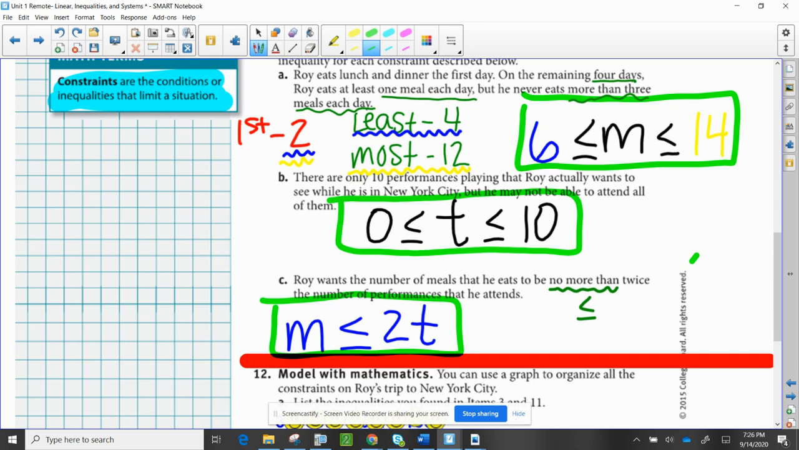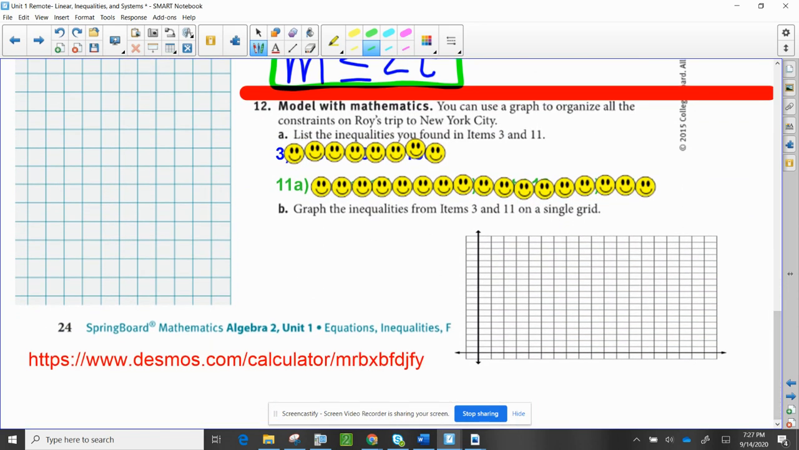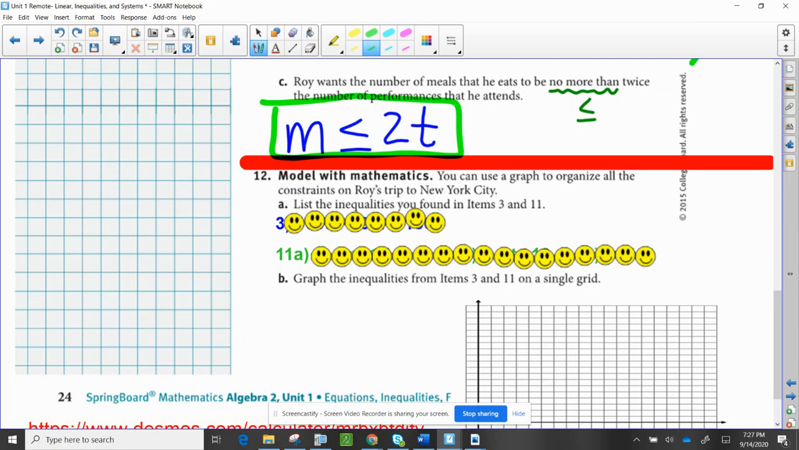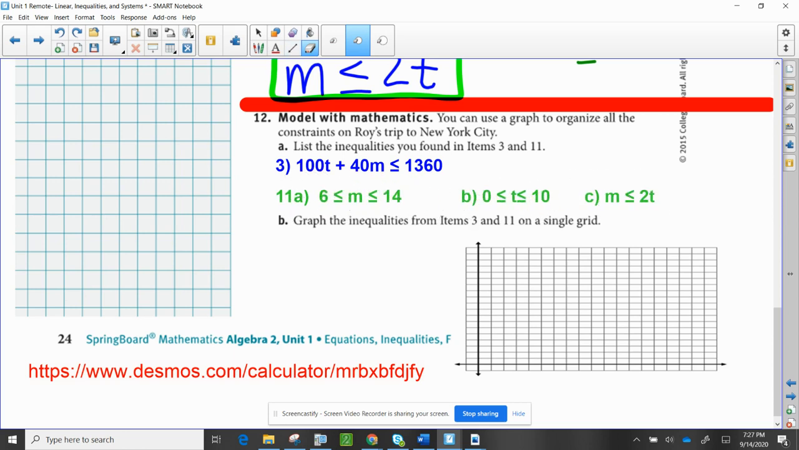Okay, so we're going to take all of the inequalities we have now and graph them together. So we can use a graph to organize all of Roy's constraints when he goes to New York City. It says to list all the inequalities from item 3 and item 11. So item 3 is what we did yesterday, that inequality 100T plus 40M is less than or equal to 1,360. And then 11 are the 3 constraints we just came up with, with his meals, his tickets, and the meals can be no more than 2 times the tickets he gets.